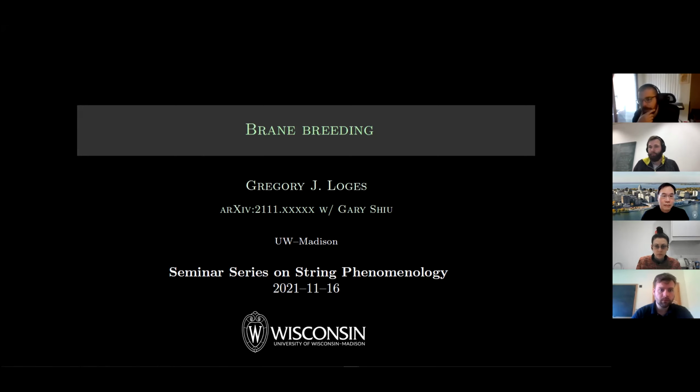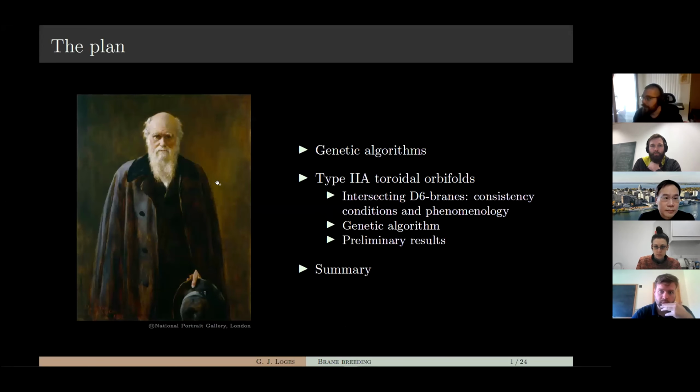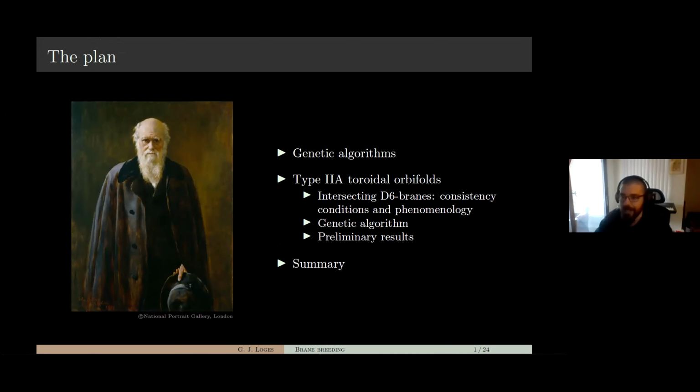As advertised, I'm going to be talking about a project which I call brain breeding, and this is using genetic algorithms to search a portion of the string landscape. Here there's a very nice portrait, which I'll share with all of you, of Darwin on the left, and as the name suggests, genetic algorithms take inspiration from natural selection to try and solve some optimization problem.